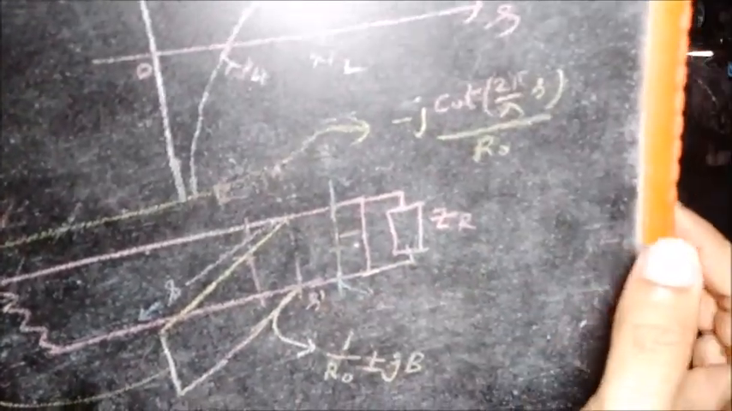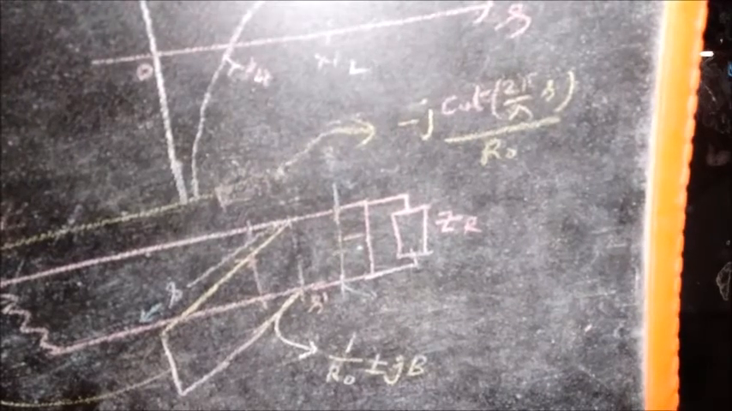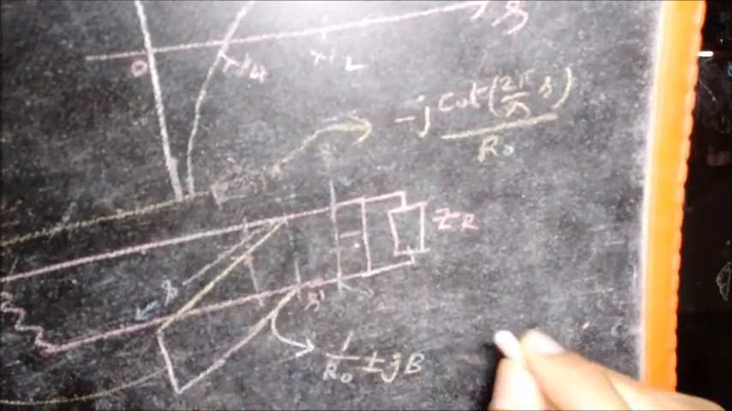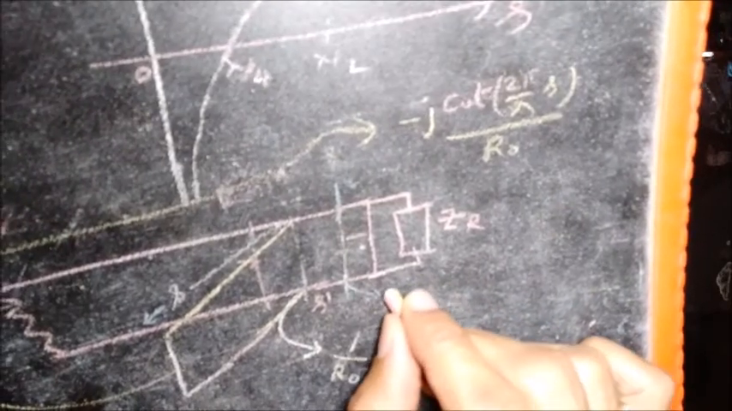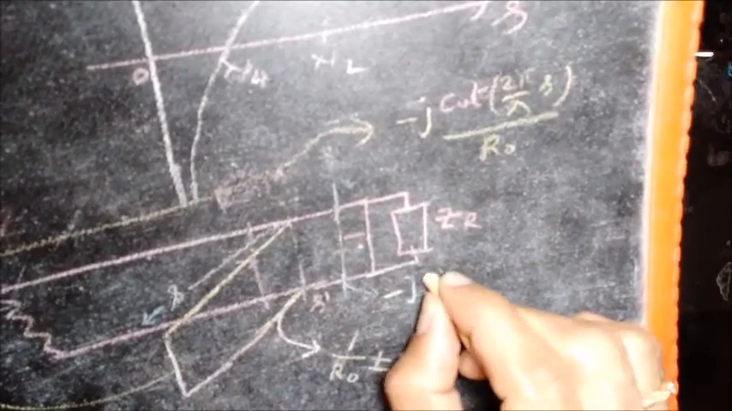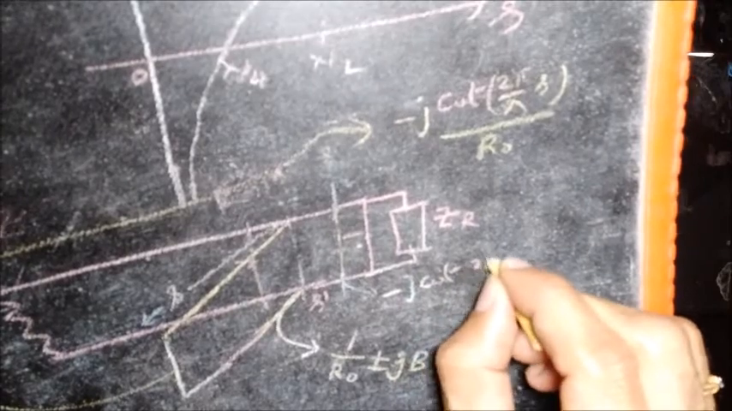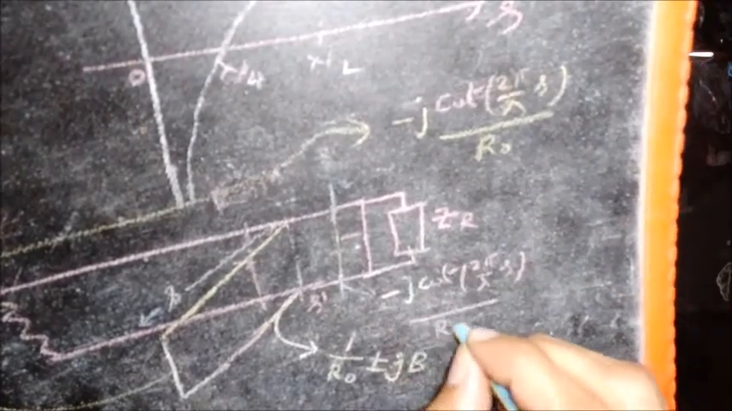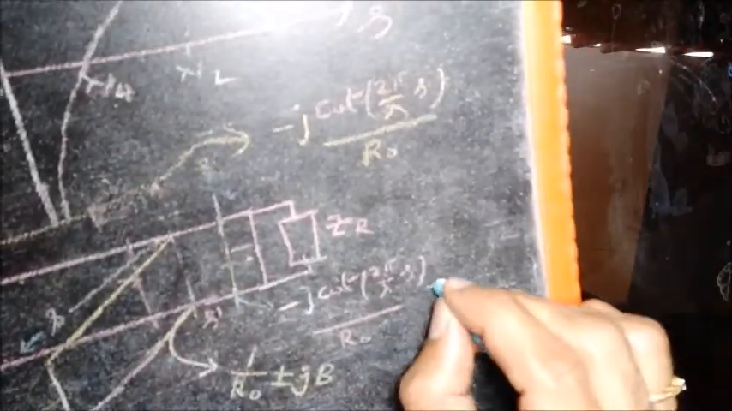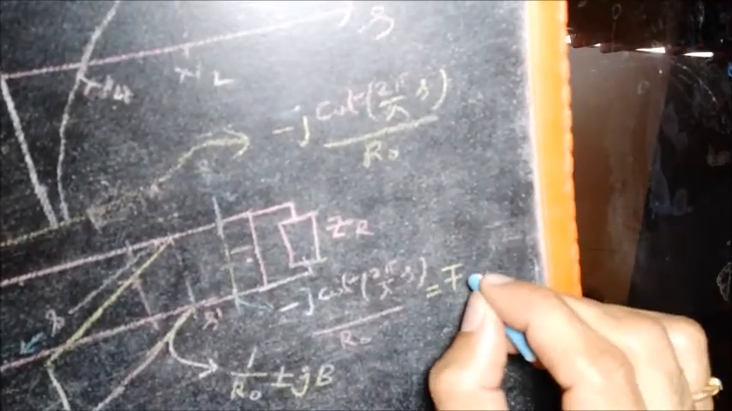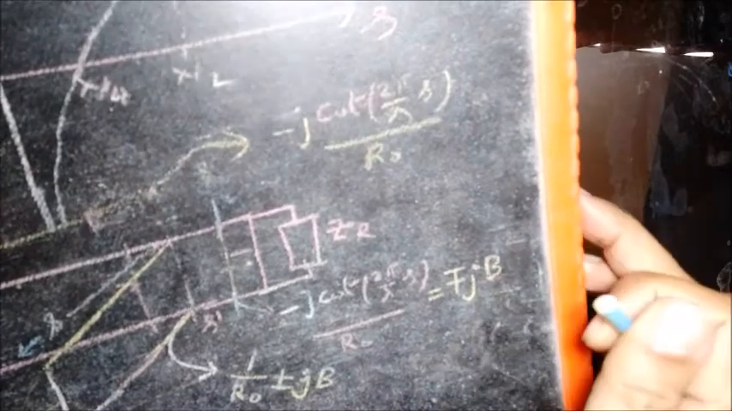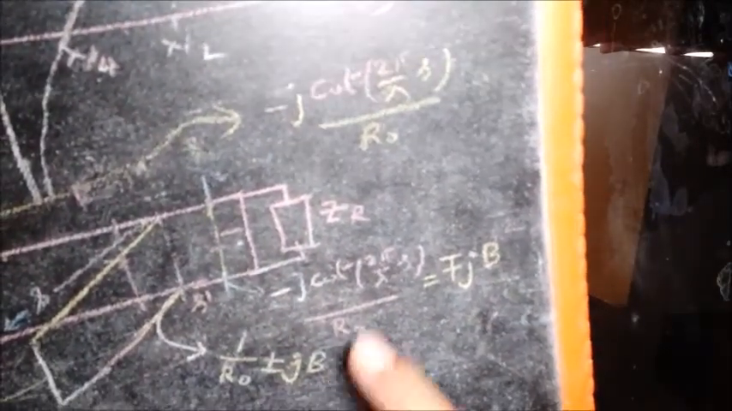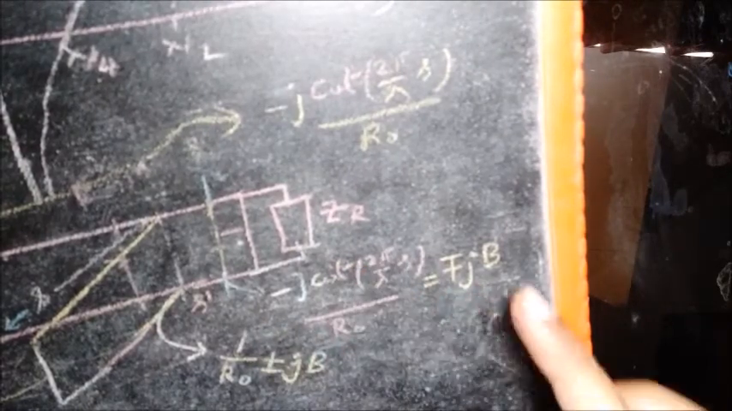Now suppose we choose S. We choose S such that minus J cot 2 pi by lambda S by R naught is equal to minus or plus JB. That is, if this happens to be plus JB, we choose S such that this becomes minus JB.